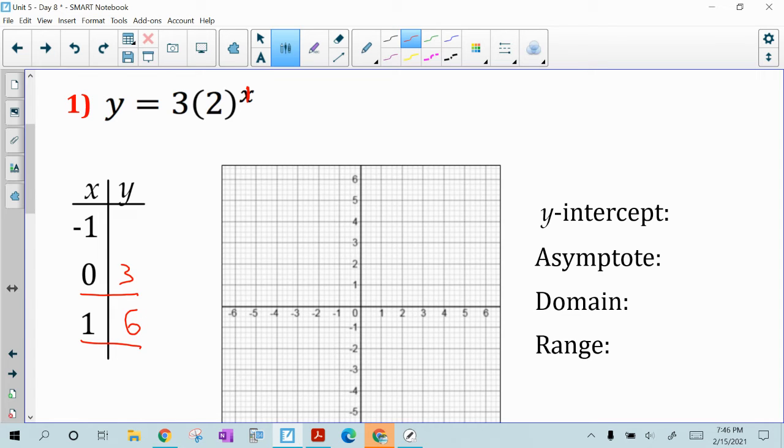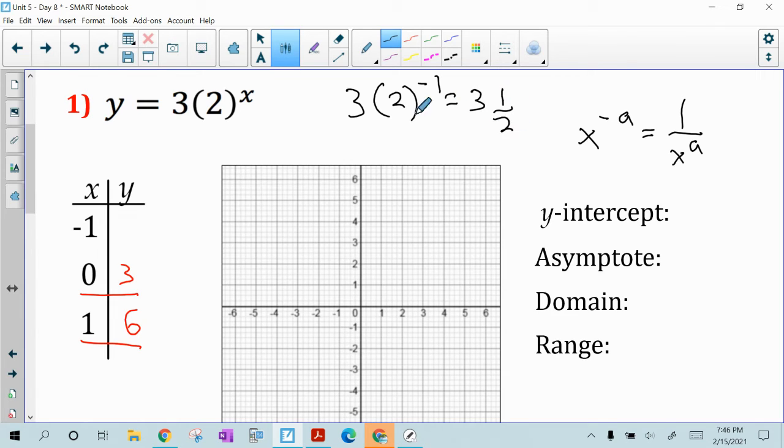The one that might cause people a little more stress is trying to substitute in -1. That's going to be 3 times 2 to the negative first. Now, if you remember your properties, you might remember that if I've got something to a negative power, that's going to be the same thing as 1 over that thing to that negative power. So all I need to do is say that this is just going to be 3 times 1 over 2, or just plain 3 halves.